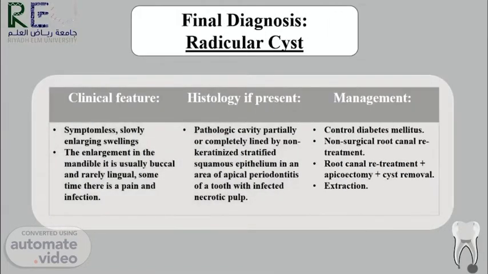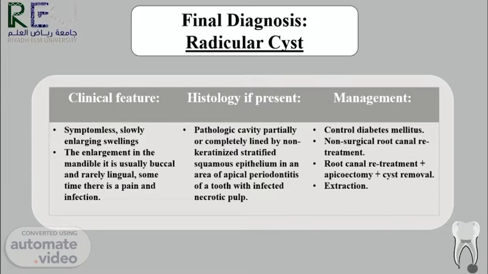The final diagnosis was radicular cyst. Clinical feature: symptomless, slowly enlarging swelling. At first, the enlargement is bony hard, but when increased in size, the covering bone becomes very thin despite subperiosteal bone deposition, and the swelling then exhibits springiness. The enlargement in the mandible is usually buccal and rarely lingual. Sometimes there is pain and infection.